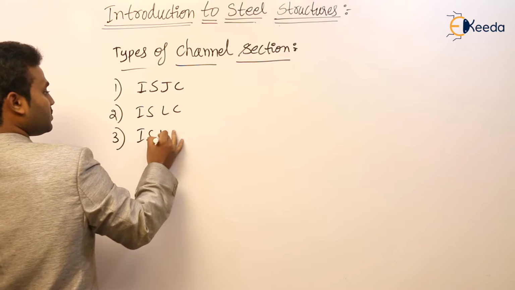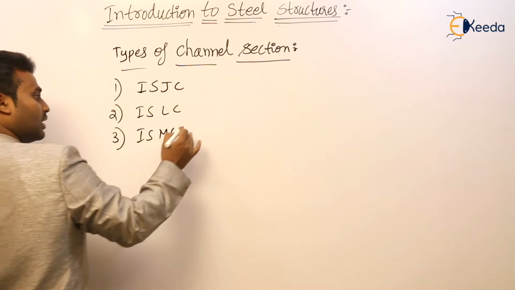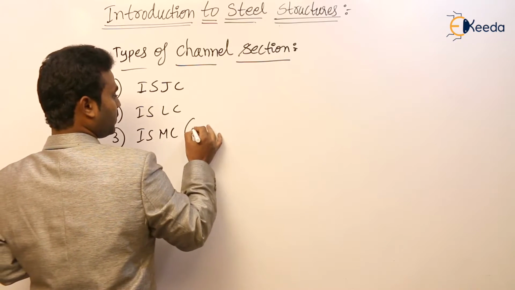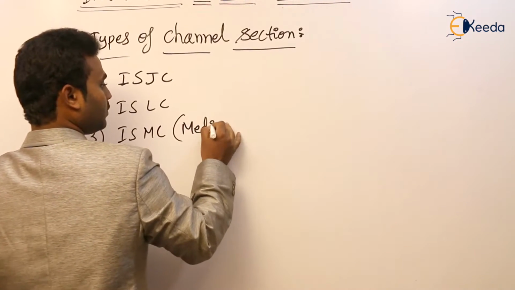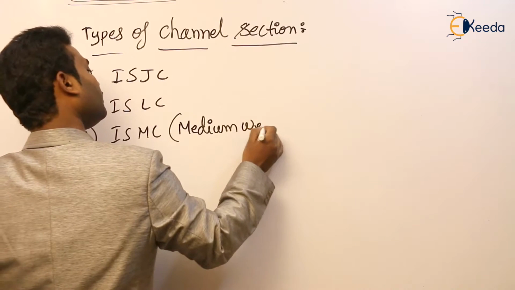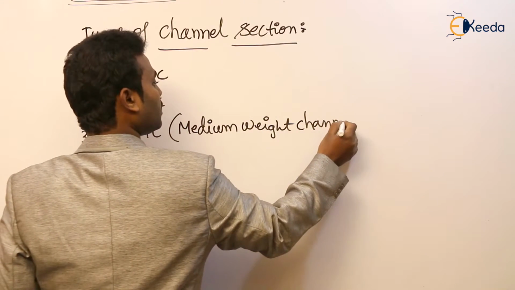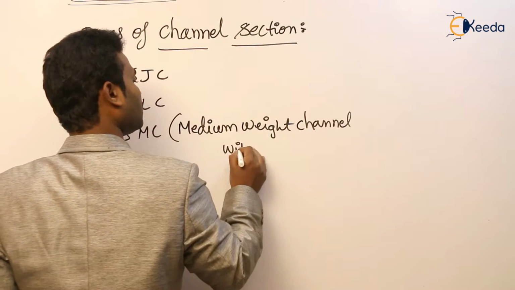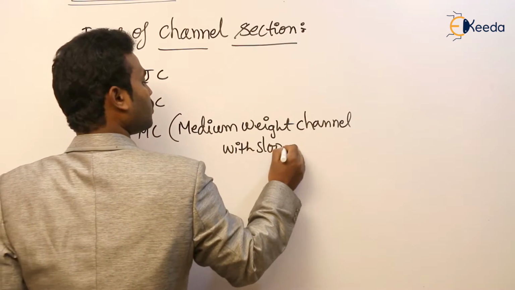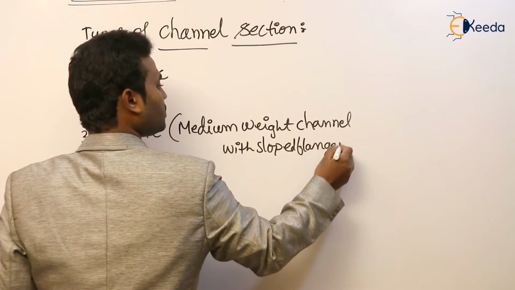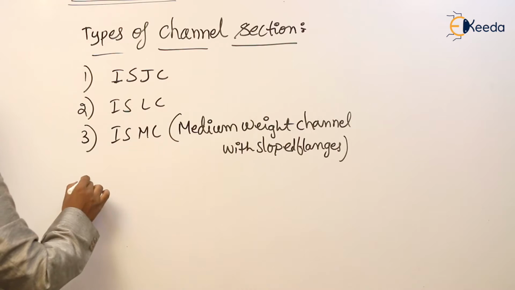Next, ISMC. This is Indian Standard medium weight channel with sloped flanges. It means both the flanges are not parallel.